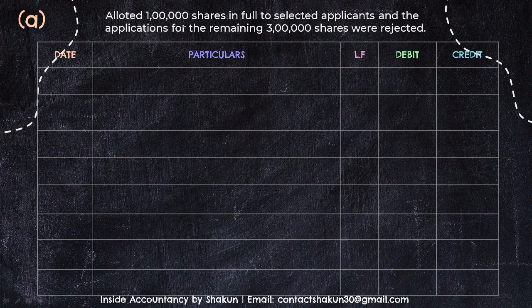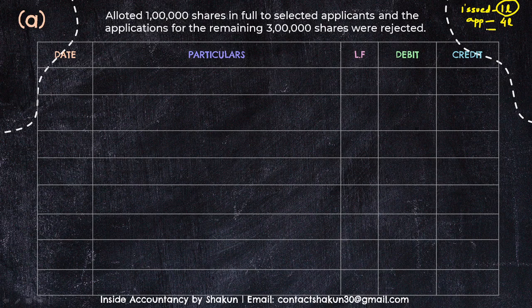So allotted 1 lakh shares in full. I'm going to write here that our total number of issued shares was 1 lakh and we had received applications for 4 lakh. Now they are saying allotted 1 lakh shares in full. That means to selected applicants who had applied for 1 lakh shares, we've given them full 1 lakh shares. How many shares could we give? We had issued 1 lakh, so we could give only 1 lakh shares. And the applications for the remaining 3 lakh shares were rejected.